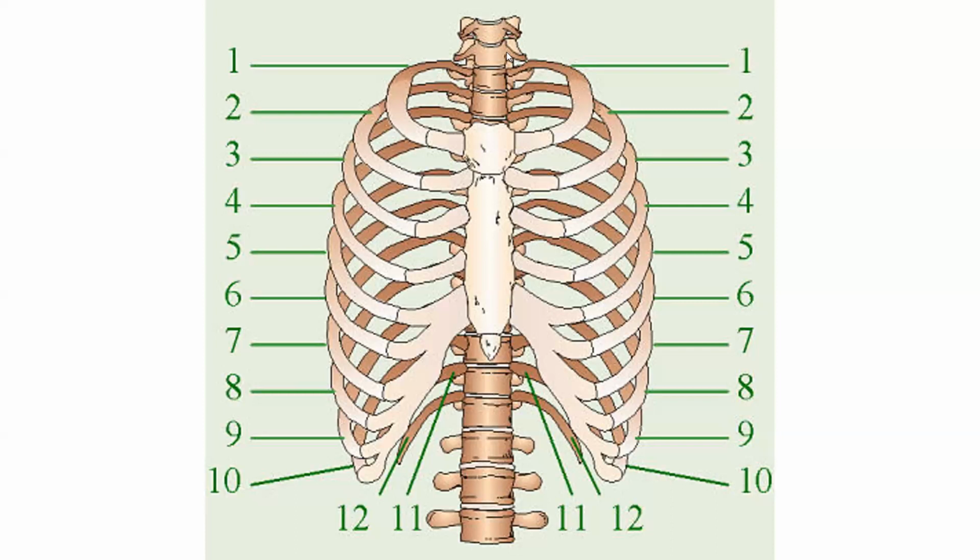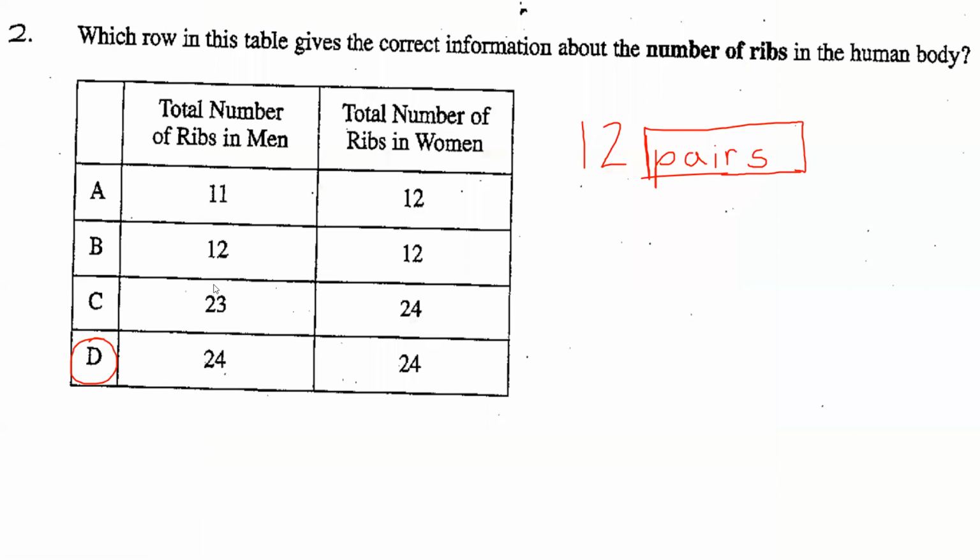So that's the question, Mr. Petit. Go ahead, Rashad. Either B or D would have been correct, right? No. They say the total, like all the total. So they're talking about how much in all. So it's 12 pairs, but 12 pairs is 24. Okay. So let's go on to number 3.